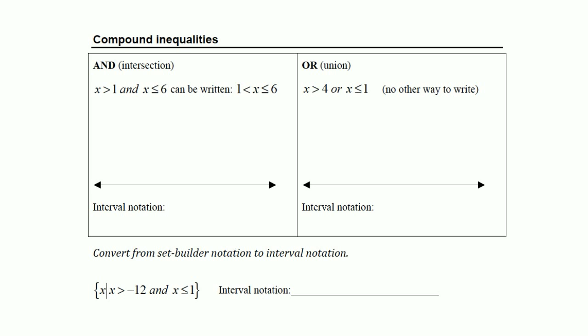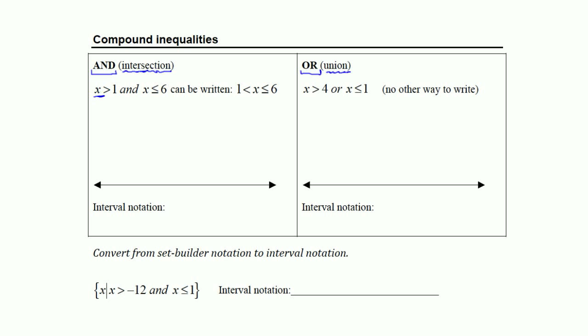Compound inequalities. These are inequalities using the logical operators and or. And all we really need to know about these compound inequalities is that if we have an and statement, we automatically know that we're going to take the intersection of the solution sets. If we have an or statement, we automatically know that we want to take the union of the two solution sets. So looking first at our and statement, let's go ahead and graph these.